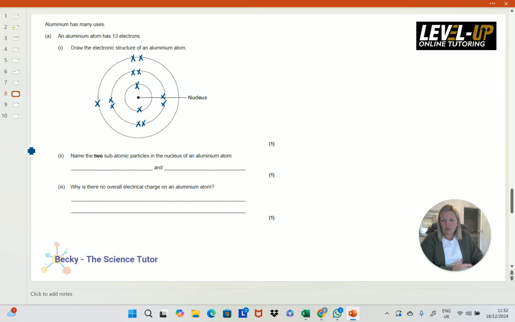2 subatomic particles in the nucleus. So again, this is knowledge, knowing where we find those. So in the nucleus we have our protons and the neutrons. And why is there no overall electrical charge? So we've got no overall charge because the number of protons is equal to the number of electrons. Okay, so we've got the same number of positive and negative charges, and therefore they cancel each other out.